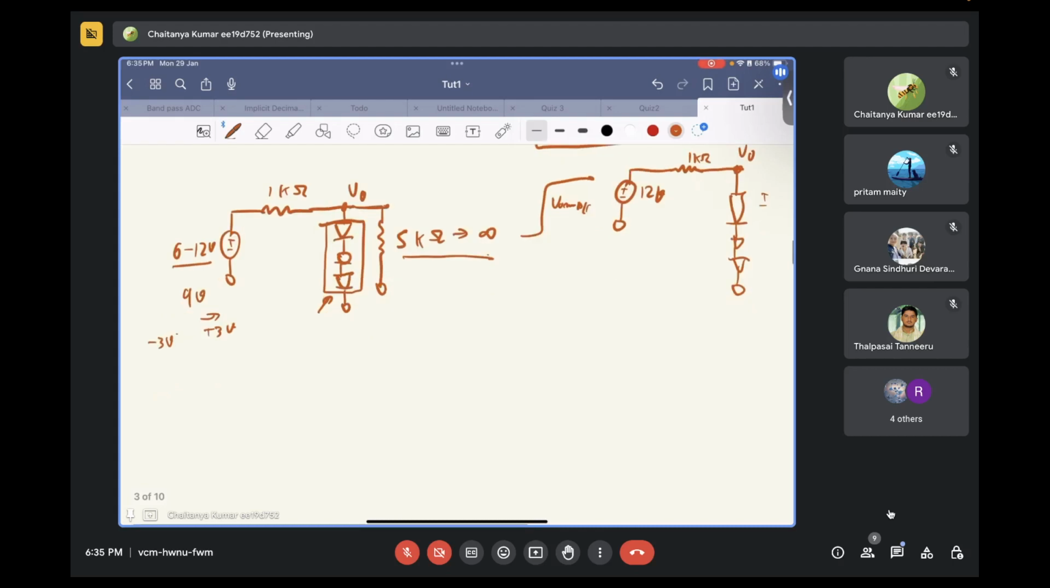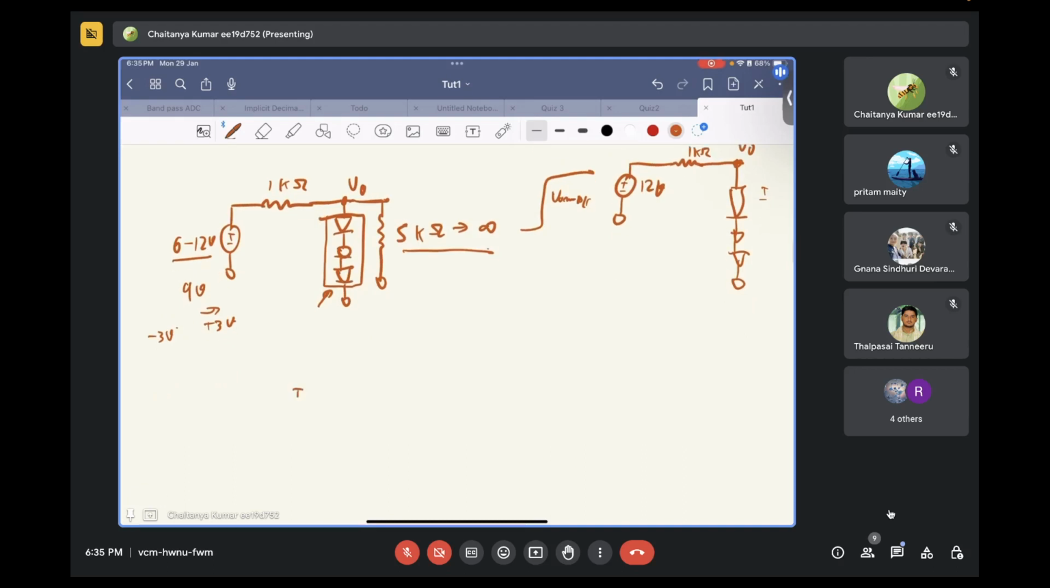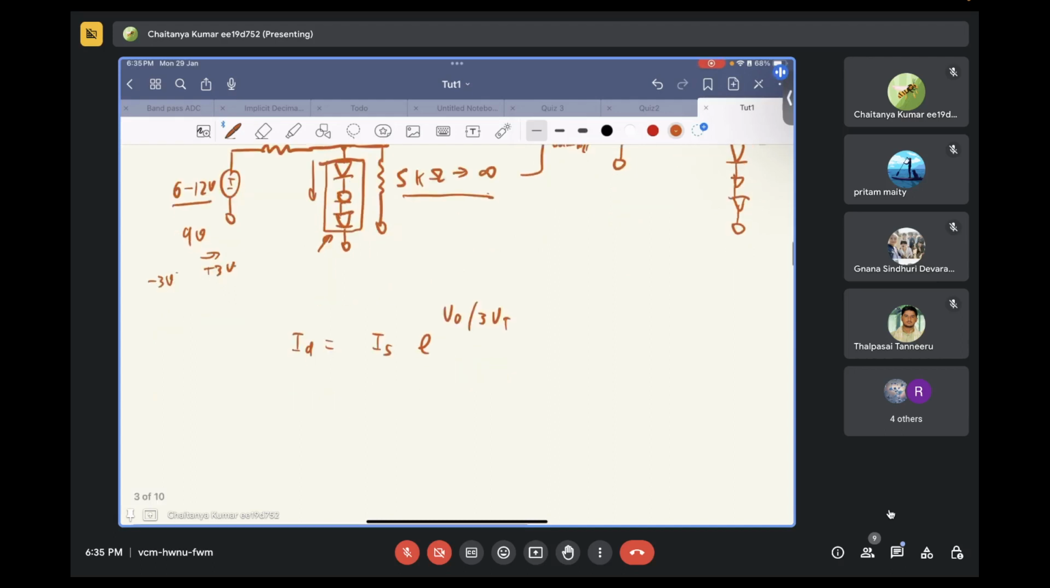What we will do now is try to find the incremental resistance of this series combination of diodes. We have the equation that ID, the current flowing through this series combination, is equal to Is times e to the power V naught by 3 Vt. So, to find the incremental resistance, what is incremental resistance? Can anyone tell?